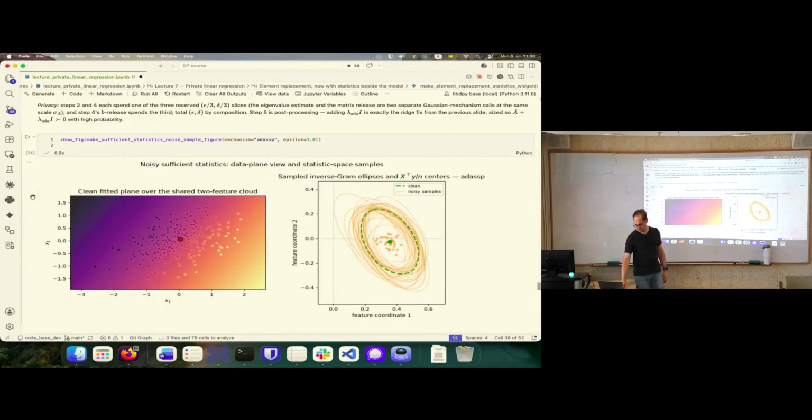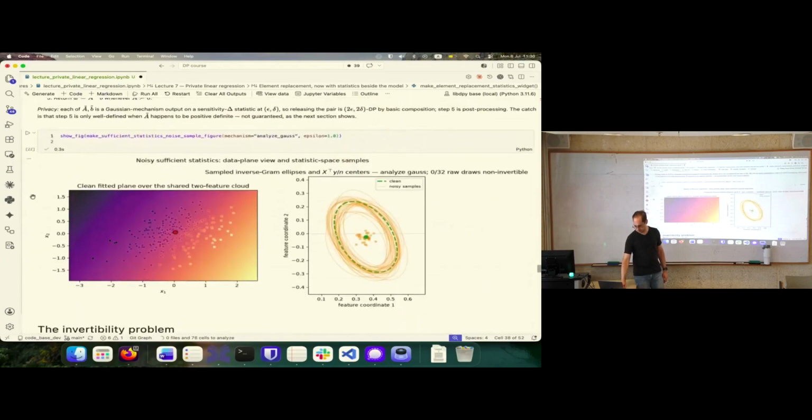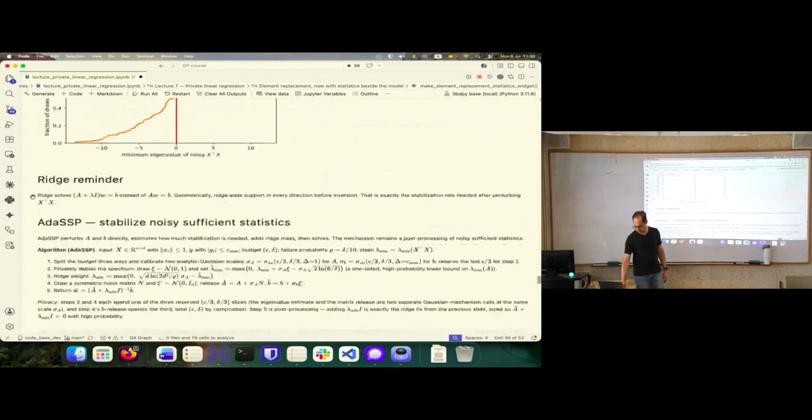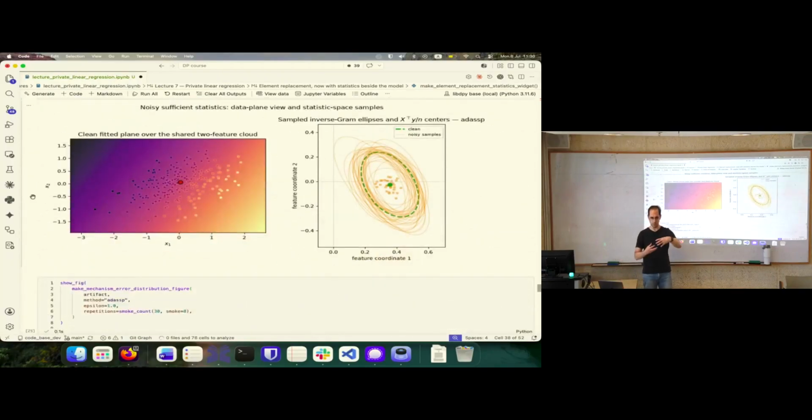At first glance, it might not look very different from analyze Gauss, but when you look at it, it's a bit pushed away further, in order to decrease the chance that something becomes degenerate in this direction. Okay. So this is ADA-SSP, and this is sort of the state of the art.